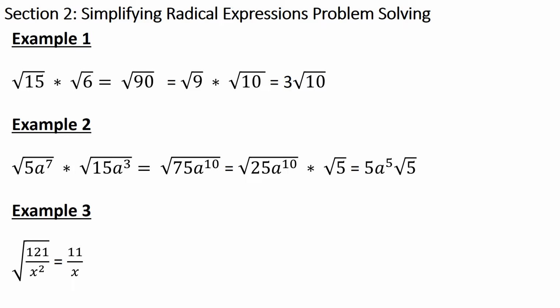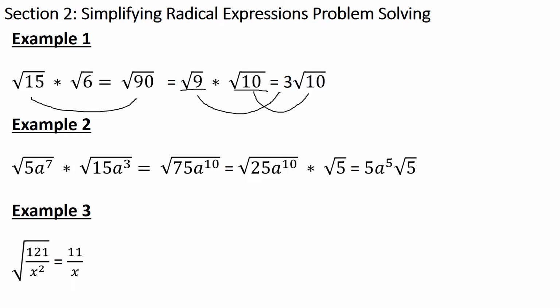Now let's simplify some of these. Here's a similar example. Square root of 15 times square root of 6. 15 times 6 is 90, so square root of 90. But square root of 90, I can rewrite as the square root of 9 times the square root of 10. And square root of 9 is 3. I can't do anything with square root of 10, so it's 3 times square root of 10.